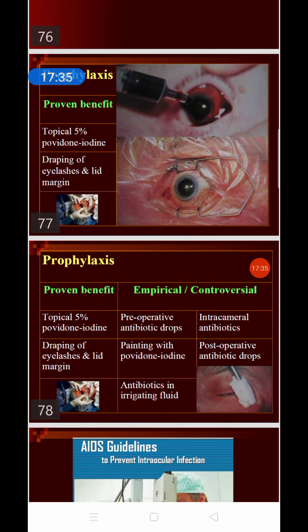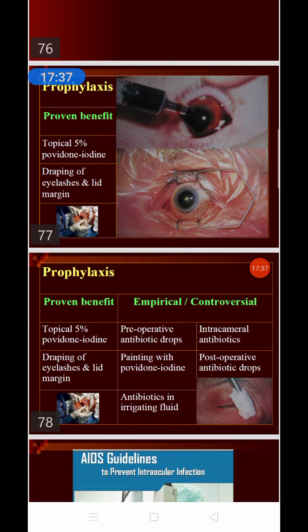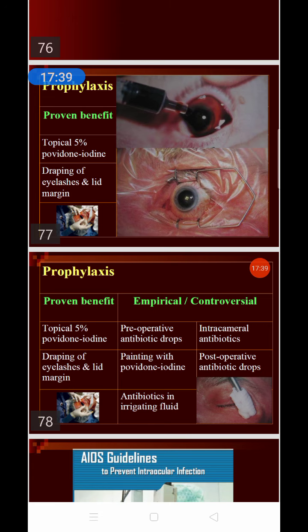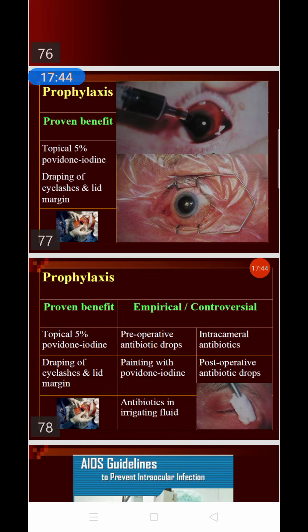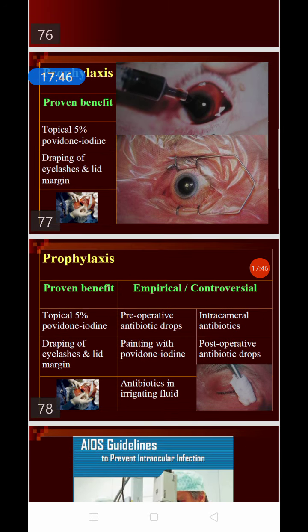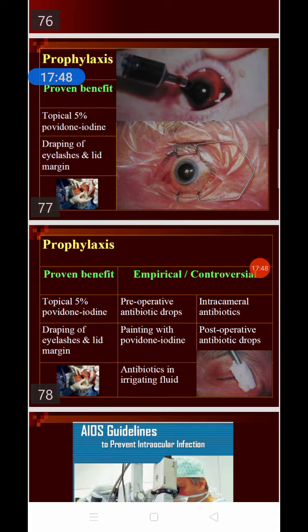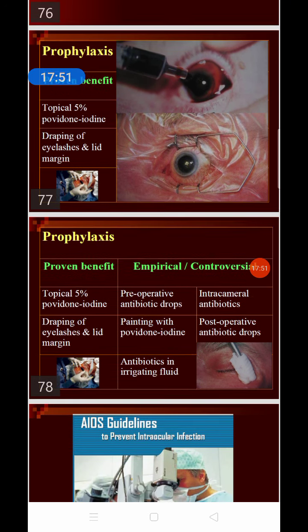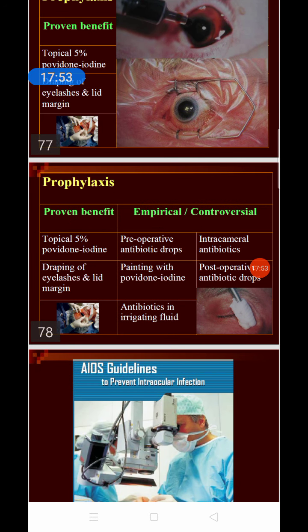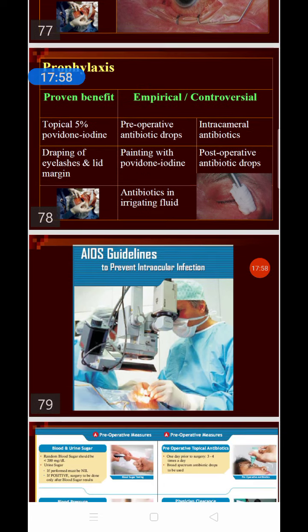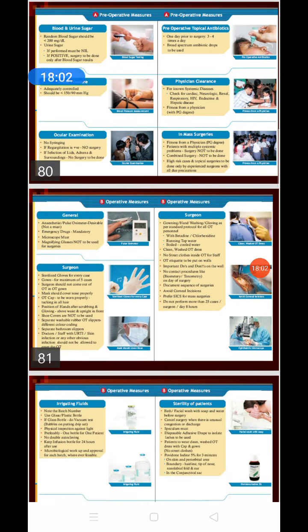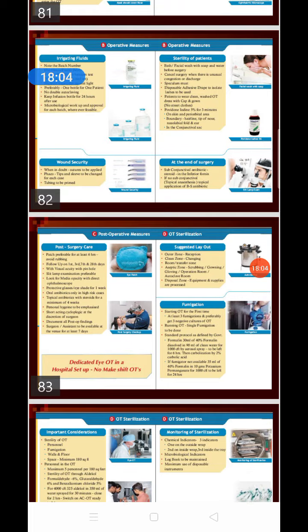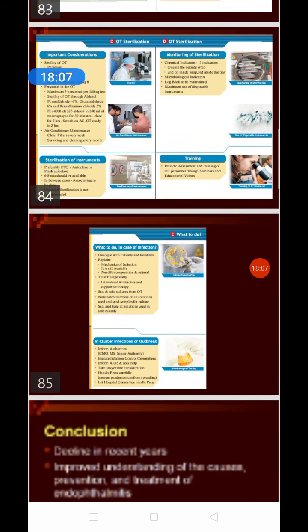Prophylaxis: preoperatively you take care with topical 5% povidone iodine, frequent instillation, double betadine wash, and draping of the eyelashes and lid margin, which will give prophylactic benefit. These are the guidelines. If you're interested, kindly go through the measures.